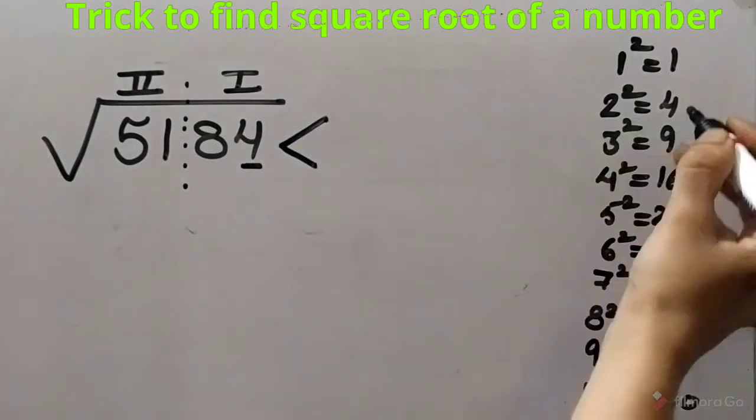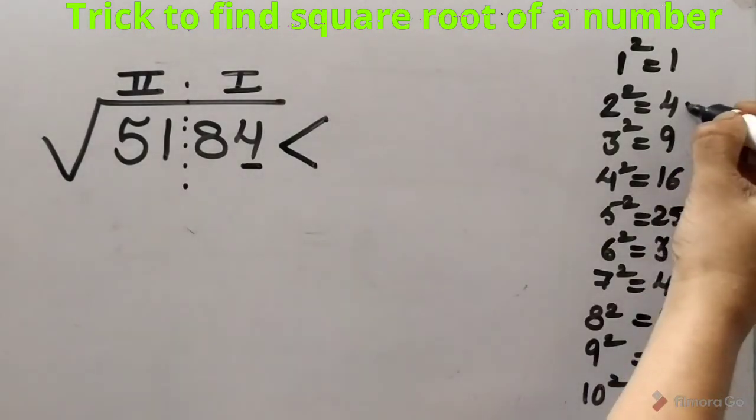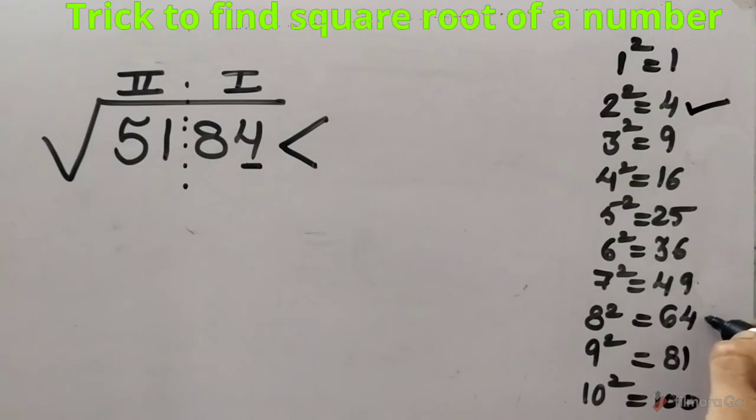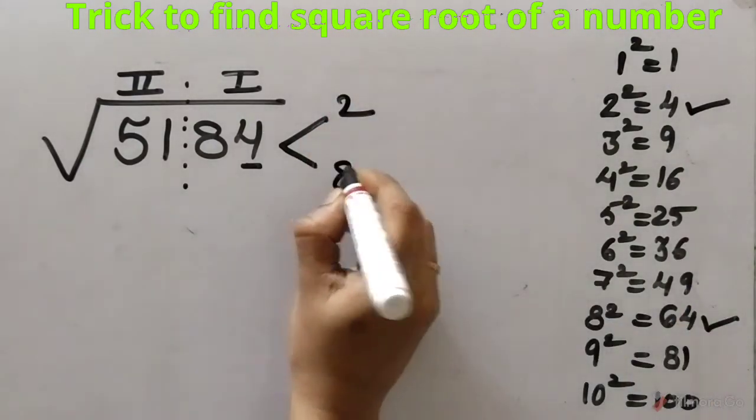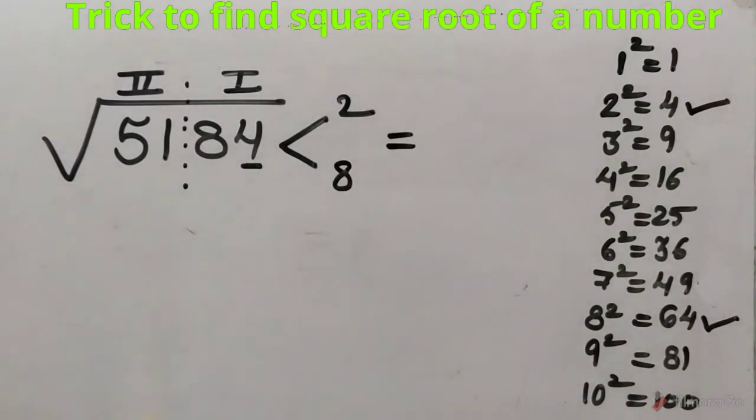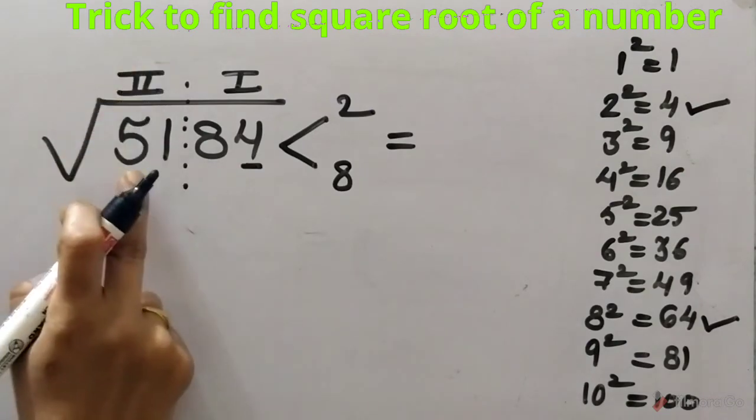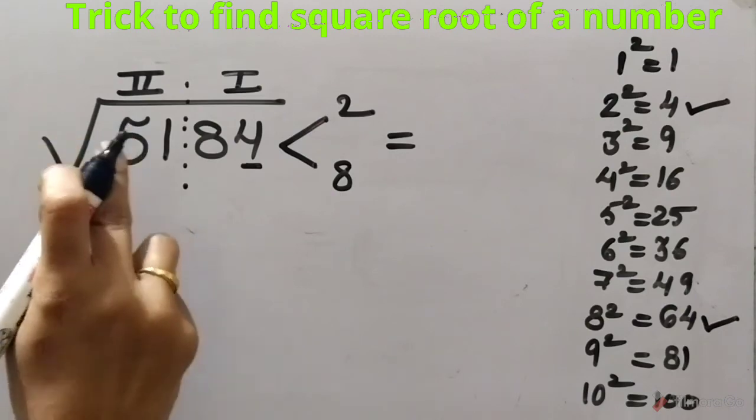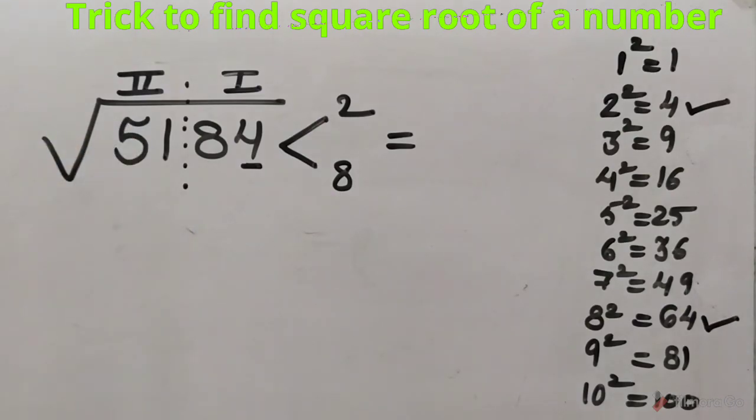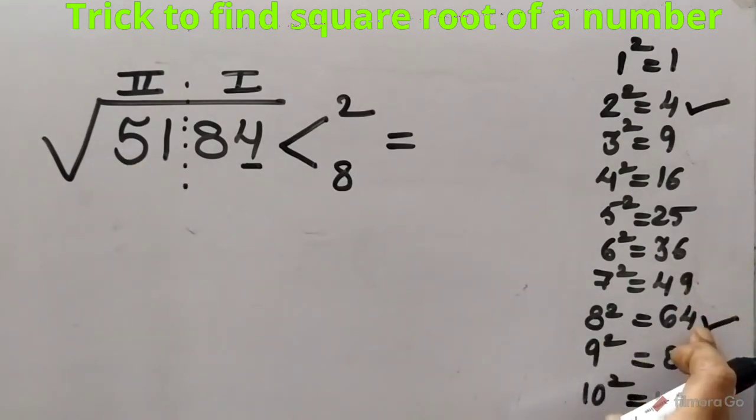Now you have to see in squares where you can see 4 in the units place. One you will get it here 4 and one you will get it in the number 64. But 4 is a square of 2 and 64 is a square of 8. So out of these two, you have to select one digit, but that depends on the second group number. Now here the second group number is what? 51. Now you have to see 51 comes in between which two squares. If you will observe, 51 comes in between 49 and 64.